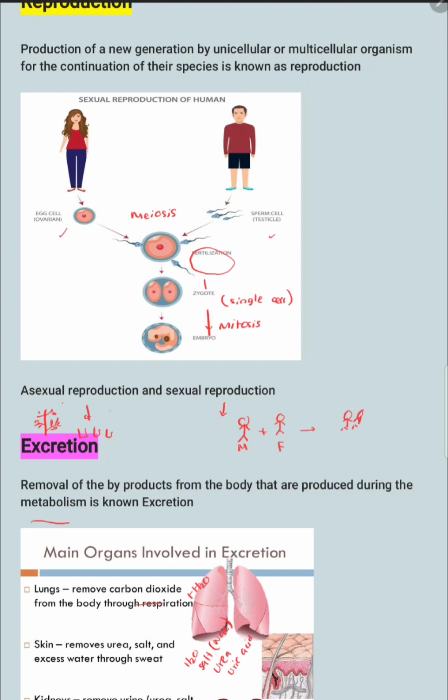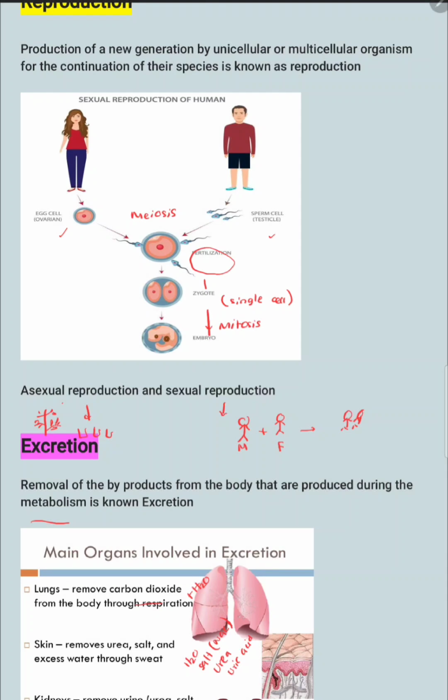You can understand that in asexual reproduction a single mother plant or single organism is required. But in sexual reproduction there should be a male and female. That means 2 organisms are required. For the asexual there is no gamete production, but in sexual reproduction there should be gamete production, ova or sperms should be produced.